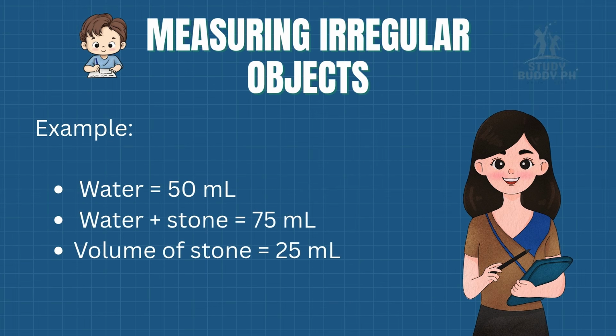Example: water equals 50 milliliters. Water plus stone equals 75 milliliters. Volume of stone equals 25 milliliters. Easy, right?